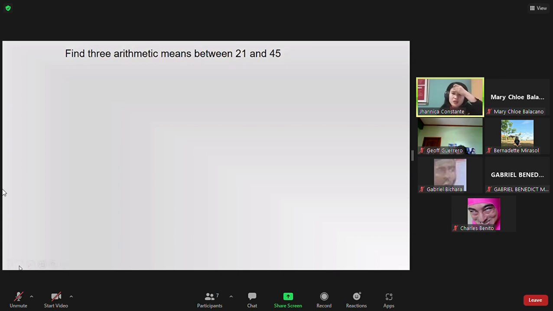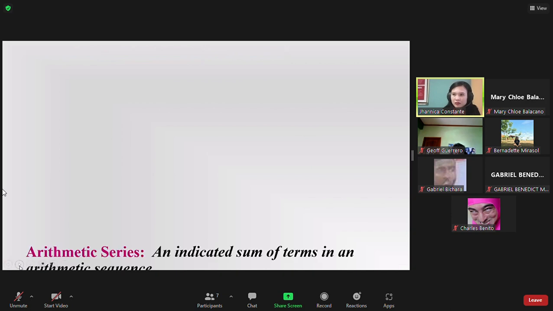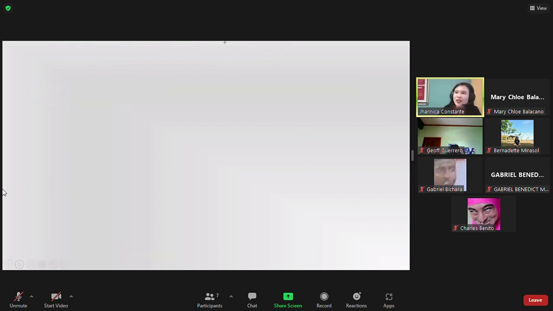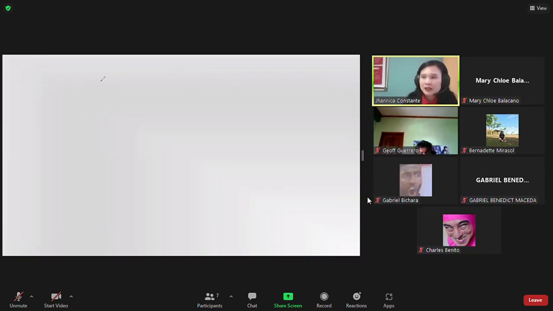Let's proceed with the other example that we have here in solving for our arithmetic mean. For example, we have to solve for the 4 arithmetic means of the sequence 5, blank, blank, blank, blank, 15. So we need to solve for the 4 arithmetic means of our arithmetic sequence.